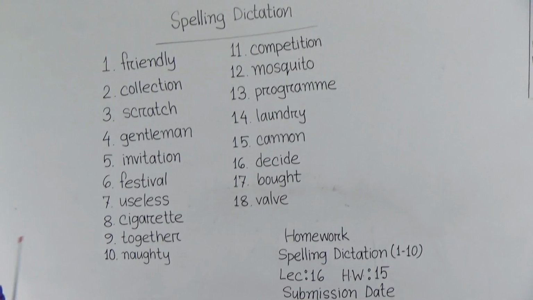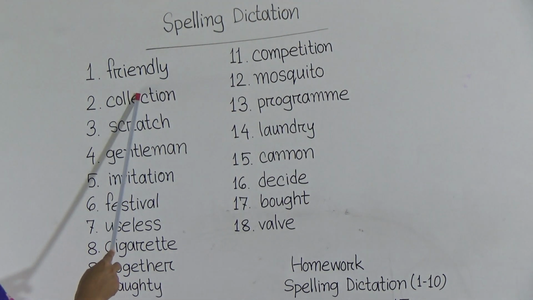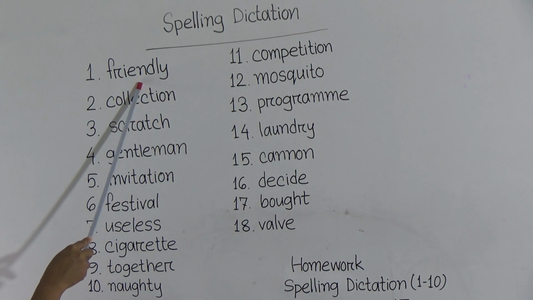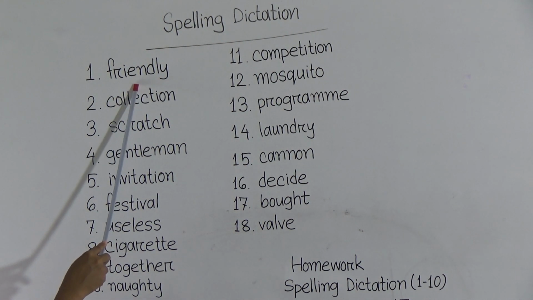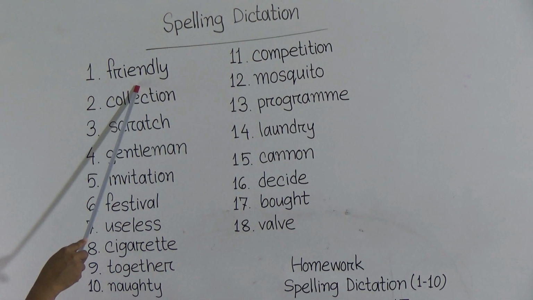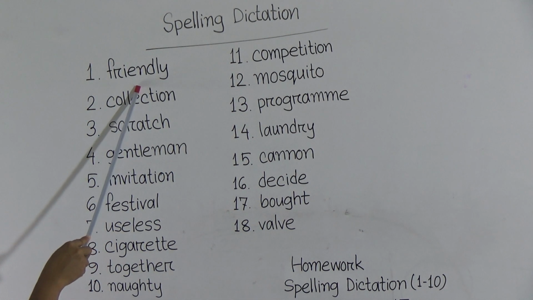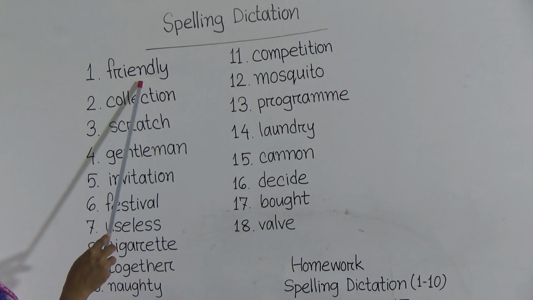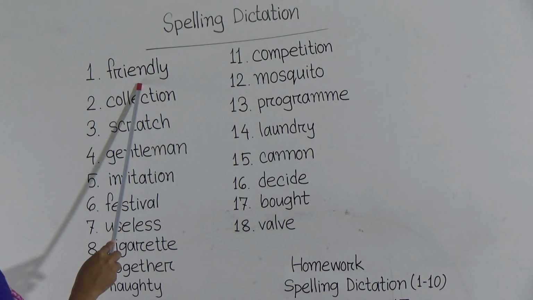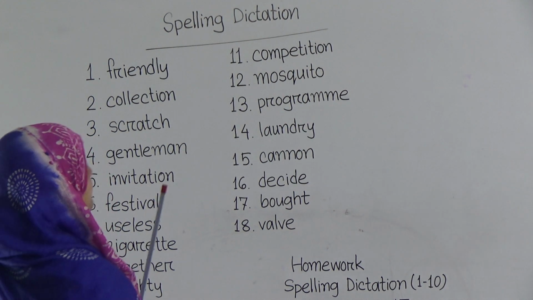Okay, spelling dictation. Our first word is friendly. Students, your teacher will pronounce a word 3 times. I'm repeating, your teacher will pronounce a word 3 times and you have to hear the word carefully and write the word in your copy. Like friendly, friendly, friendly. You have to hear the word and then write it in your copy.